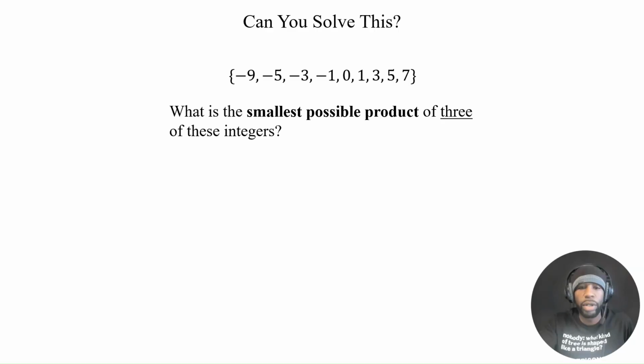We have this set of numbers here, integers specifically: -9, -5, -3, -1, 0, 1, 3, 5, and 7. And we are asked, what is the smallest possible product of three of these integers? Now, the thing to really hone in on is this.